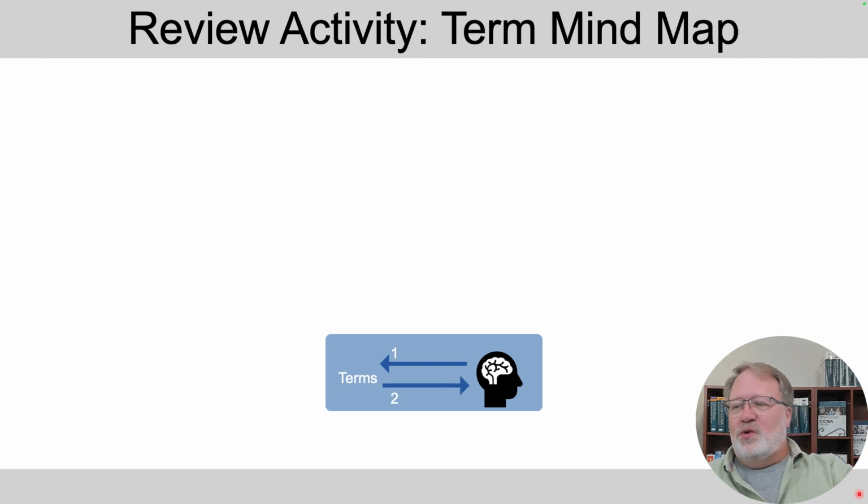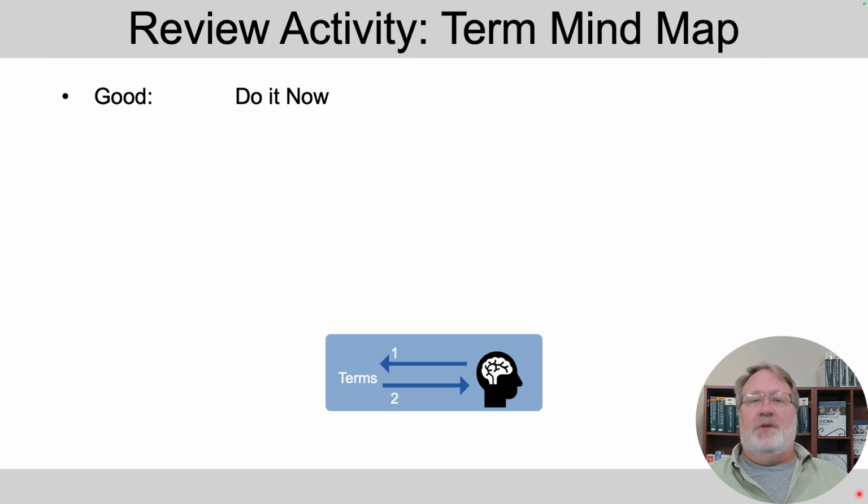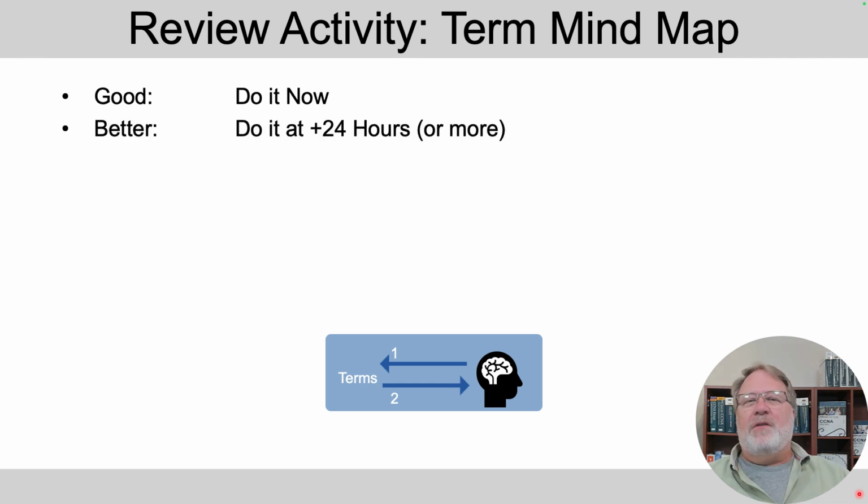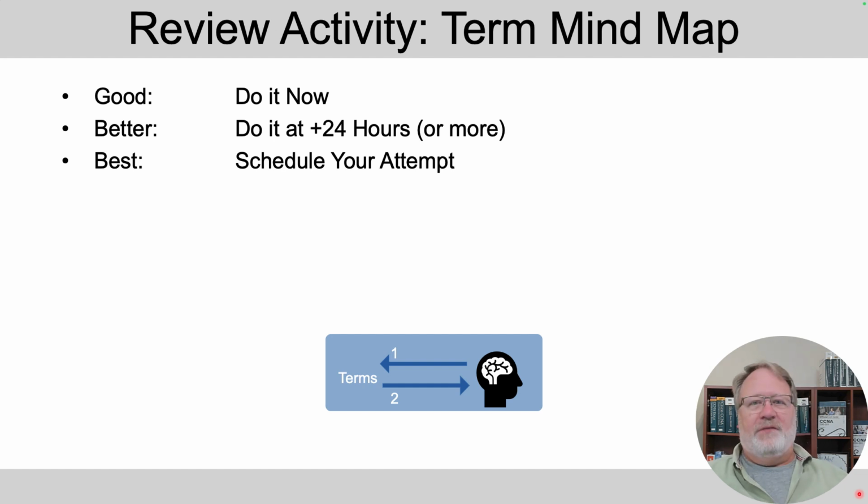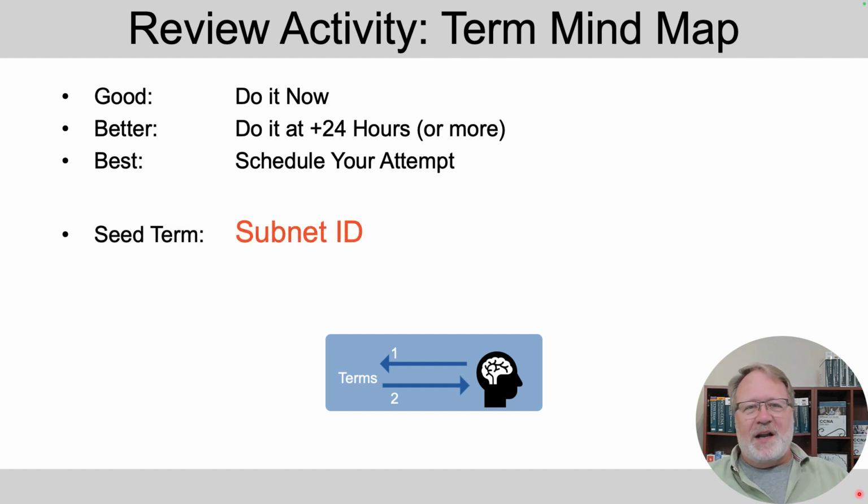Second promise, review activity. We're going to have a terminology mind map. I'll have a review video for you, but you don't have to use the video. Just do the mind map. So here's the deal. If you'll do it, that's way better than not. So that's your starting point. So you could do it right now, and that's still a good thing. But it's even better if you'll give it 24 to 48 hours. That's better for your brain. And then best if you'll schedule it so you don't neglect to do it if you put it off. All right? Your seed term is subnet ID. If you're like, what in the heck are you talking about, Wendell? In this playlist, there is indeed a video early on that tells you about these terminology mind maps and how to make the best use of them.